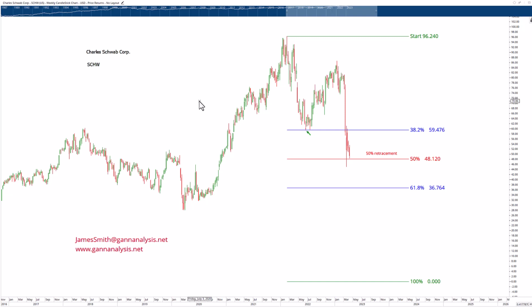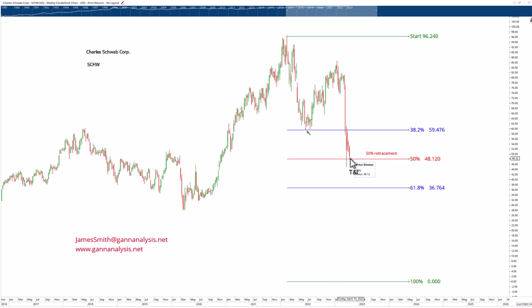All right, so you're looking at Schwab, SCHW is the ticker, and the thing that jumps out at you is that from the high of 96.24, divide by 2 gives you 48.12. Guess what? That's pretty much close to where we bottomed here this week.